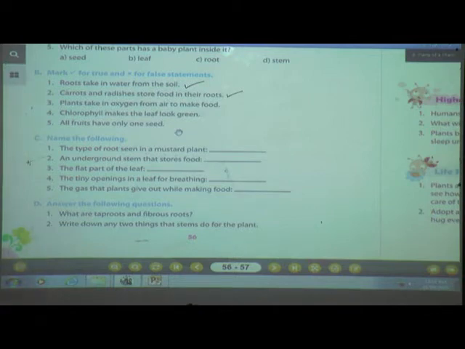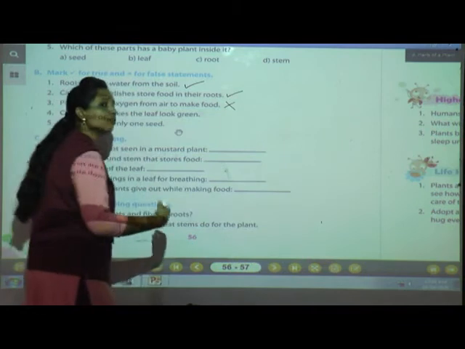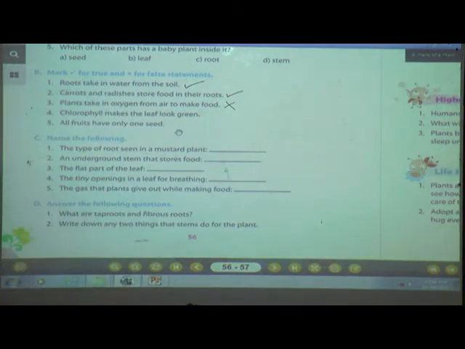The next example. Plants take in oxygen from the air to make the food. Is it correct? What do plants take, students? Yes. Tell me, what do plants take? Oxygen or carbon dioxide? Carbon dioxide. So, we take in and we get oxygen from the plant, isn't it? So, this is a false statement.